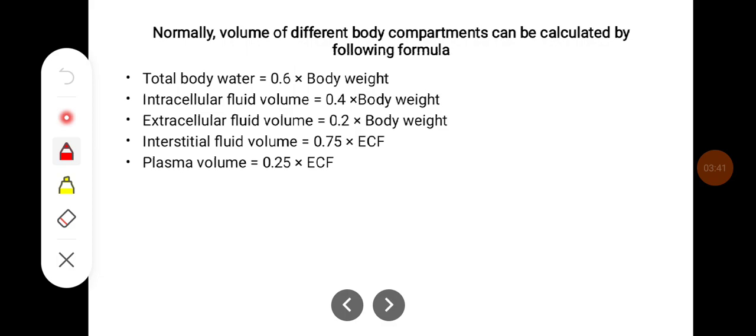Normally, volume of the different body compartments can be calculated by the following formula. So total body water is equal to 0.6 into body weight, intracellular fluid 0.4 into body weight, extracellular fluid 0.2 into body weight, interstitial fluid volume 0.75 into ECF, and plasma volume is equal to 0.25 into extracellular fluid volume.